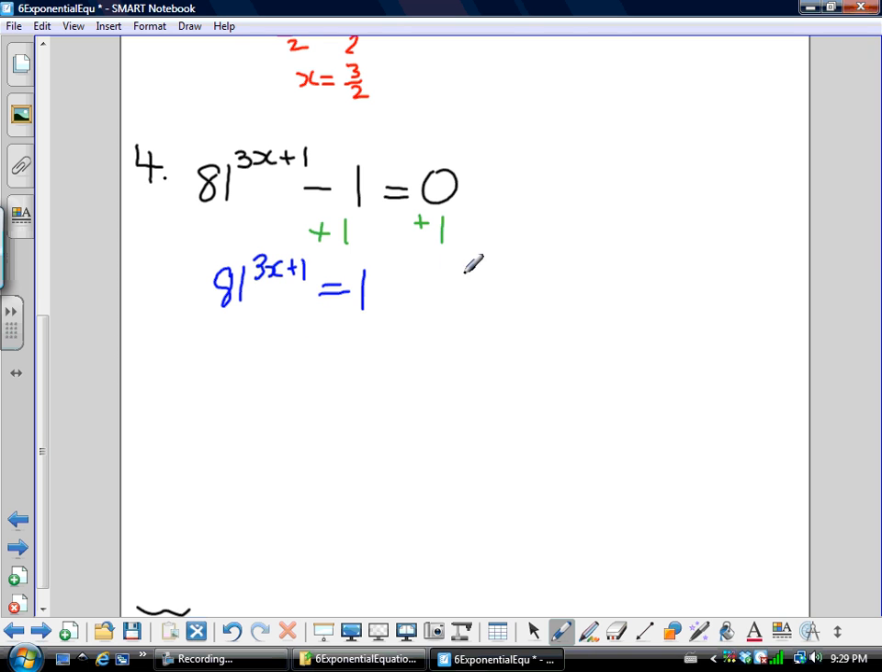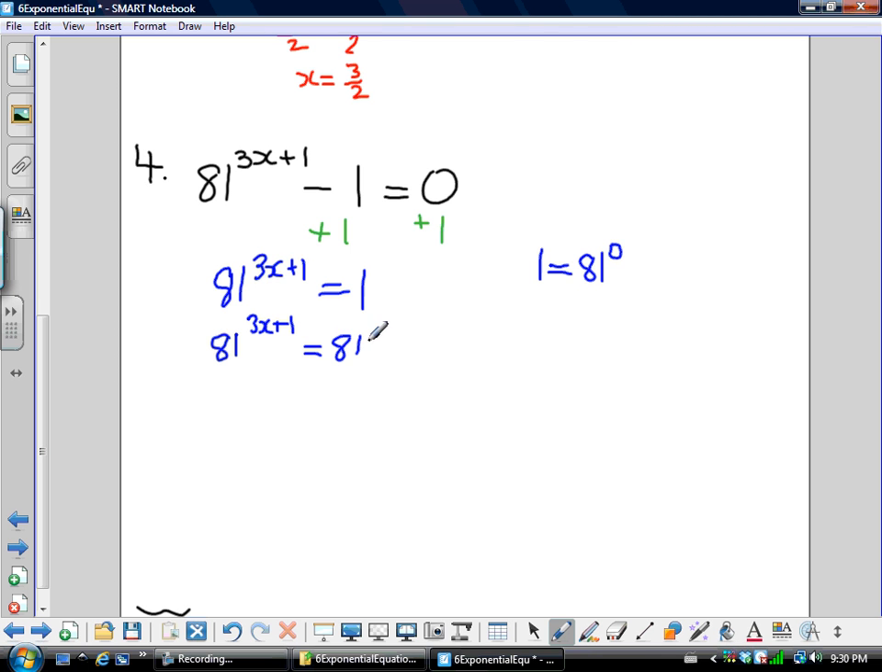Now, if you remember in one of the earlier videos, 1 is kind of special. I can change it to equal any base I want. So in this case, I need the base of 81 because that's what the other side has. So I'm going to change 1 to 81 to the power of 0. Now, if I didn't have an 81, if I had 2 here, I would have changed the 1 to 2 to the power of 0. So the next step then is going to change the 1 to 81 to the power of 0.